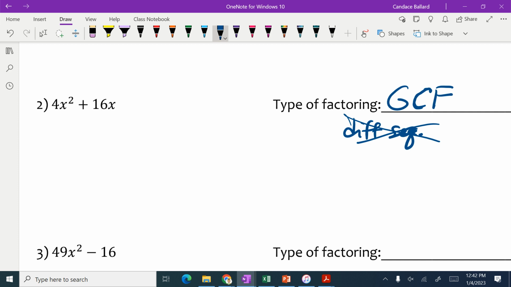It is GCF. It makes it look like difference of squares because how many terms do I have? 2. Is this a square? Is this a square? Is this a square?